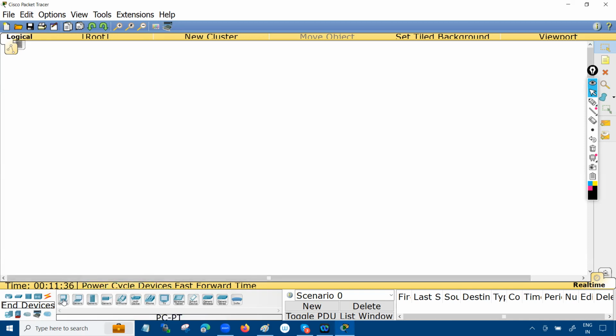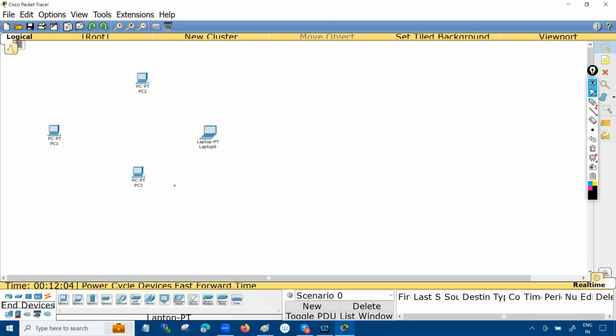For example, I will take one computer. You just need to click on this computer icon and drag and drop. If you need a second PC, just click on the same one and drag and drop. If you need a third one, click on this one, drag and drop. If you need a laptop, click on the laptop and drag and drop.